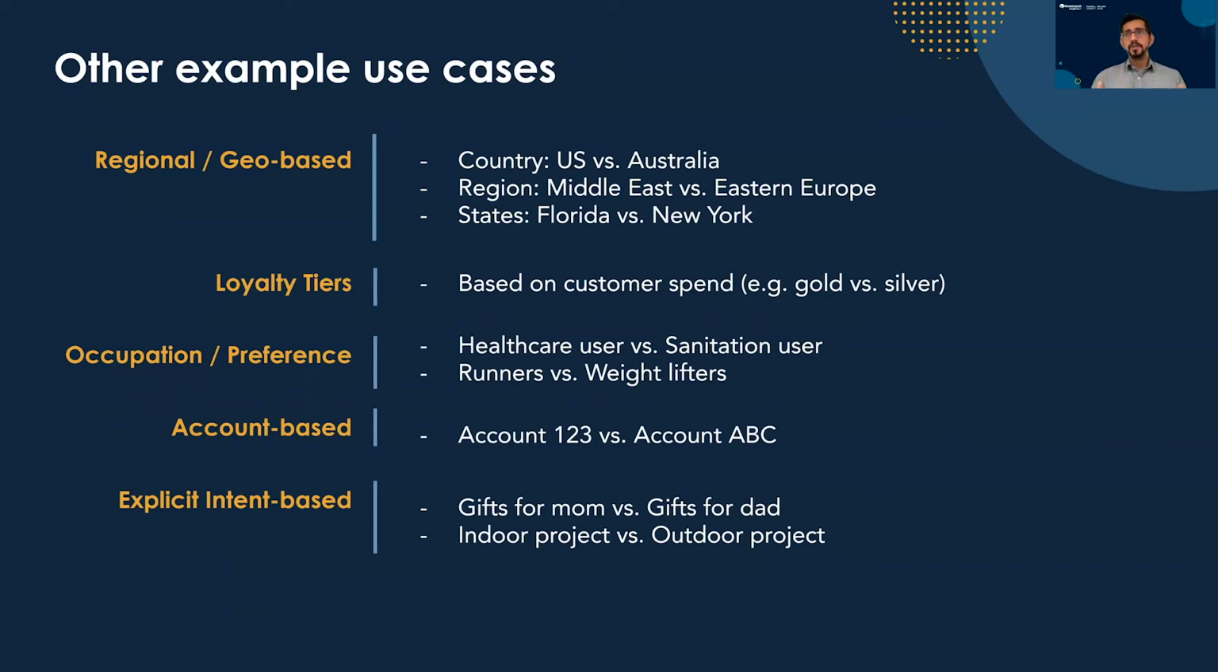We have customers that sell very different things based on weather patterns, right? The weather can be really warm in Florida and very cold in New York. So for a similar query, you're going to sell two very different things in those two states, and we can create those experiences. Loyalty tiers based on customer spend, gold versus silver.